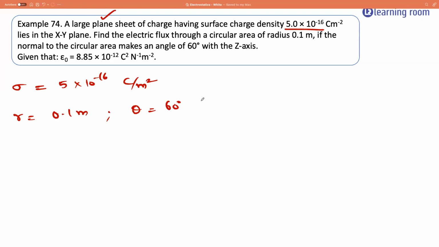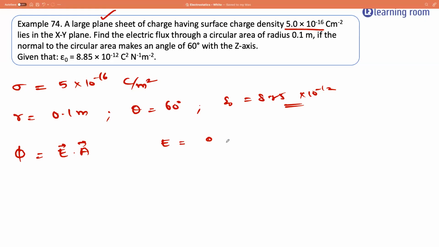So what is the value of epsilon not given? It is 8.85 into 10 power minus 12. So if you read the question, you will understand. So the problem is based on flux. So flux is equal to what? E vector dot A vector. So what is the value of E vector? How will you calculate E vector?